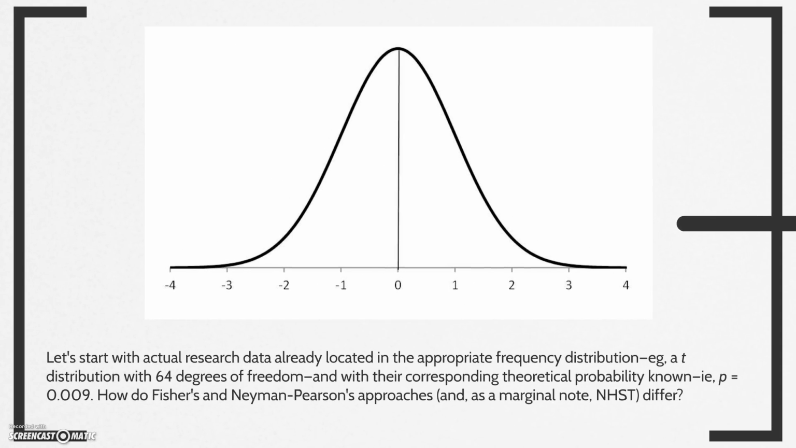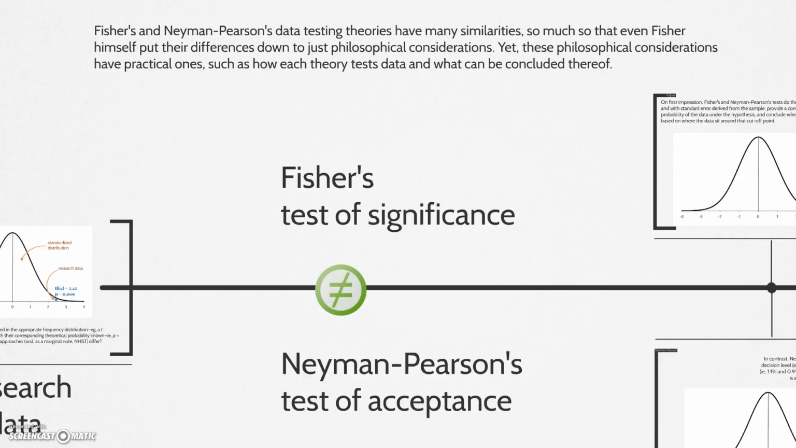Let's start with actual research data already located in the appropriate frequency distribution, for example a t-distribution with 64 degrees of freedom, and with their corresponding theoretical probability known, that is, a p-value of 0.009. How do Fisher's and Neyman-Pearson's approaches, and as a marginal note NHST, differ?